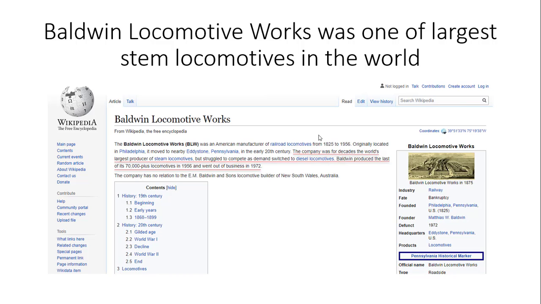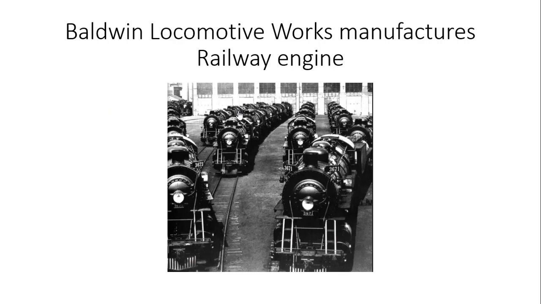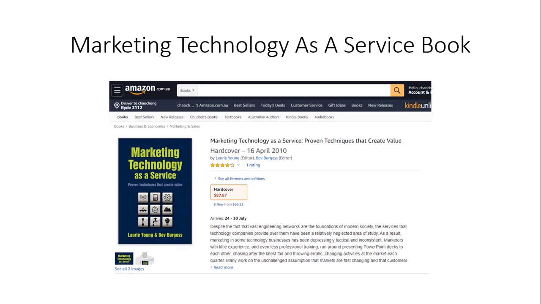And I want to explain, I want to tell you the background of how they went out of business. Such a large company, in business for over 100 years, the largest in the world, but how did they go out of business? So Baldwin BLW was manufacturing railway engines. That was their time, manufacturing engines.